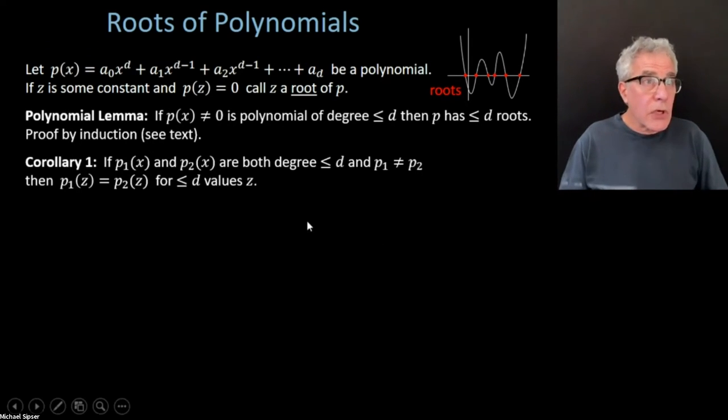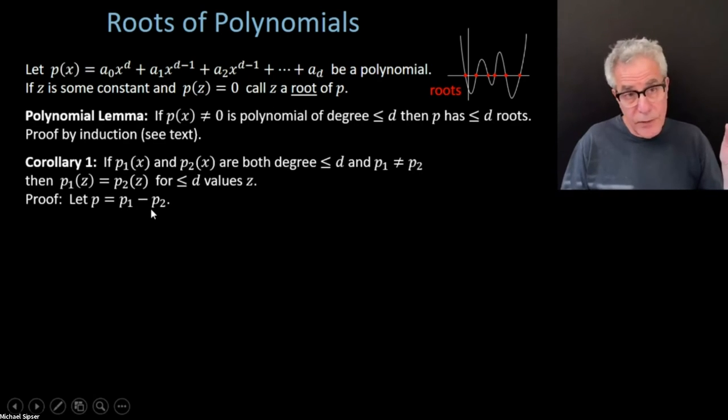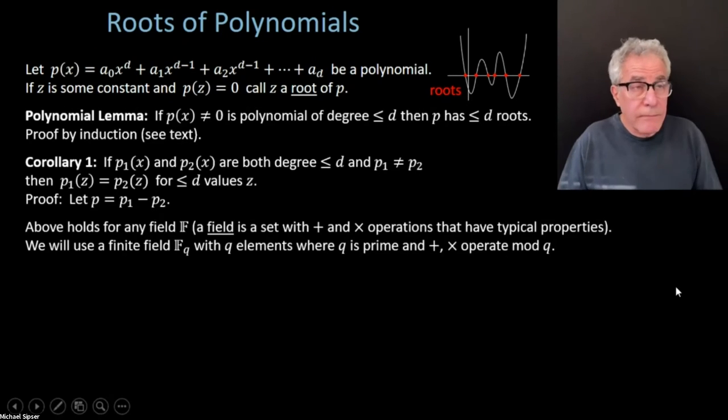Okay, so the corollary is that if x and y are both polynomials of degree at most d, and they're not the same polynomial, because then the difference would be the zero polynomial, then the number of places where they are equal is at most d. Okay, so the proof is just letting p be the difference of p1 and p2. Very standard kind of a trick.